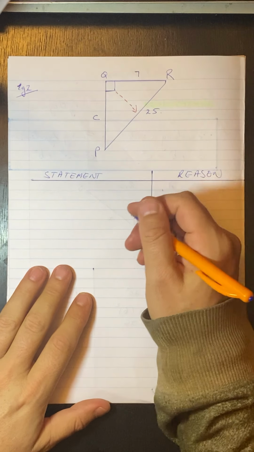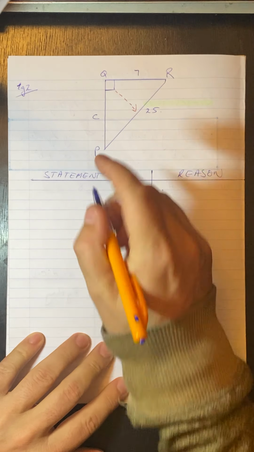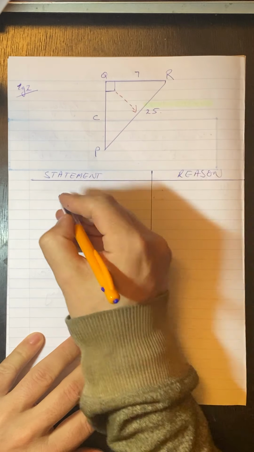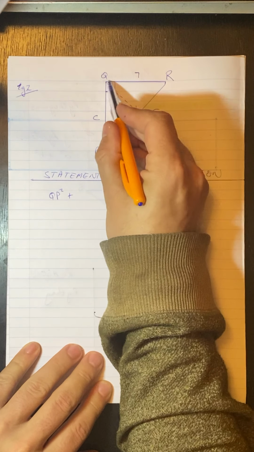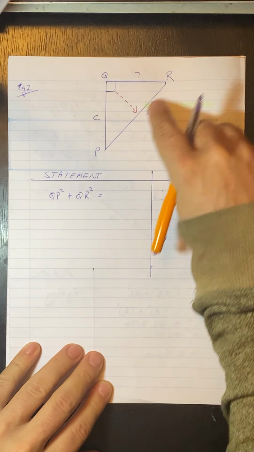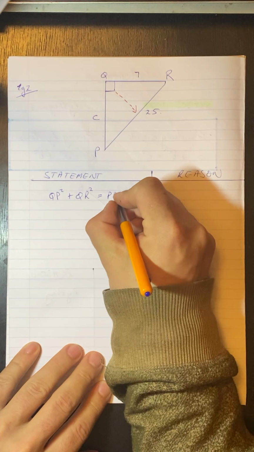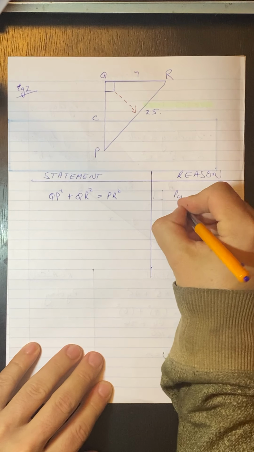So you remember a squared plus b squared equals c squared. So it is our two sides squared. So I'm going to use QP squared plus our other side, QR squared equals our hypotenuse squared, PR squared. Just put our reason down, which is Pythag.